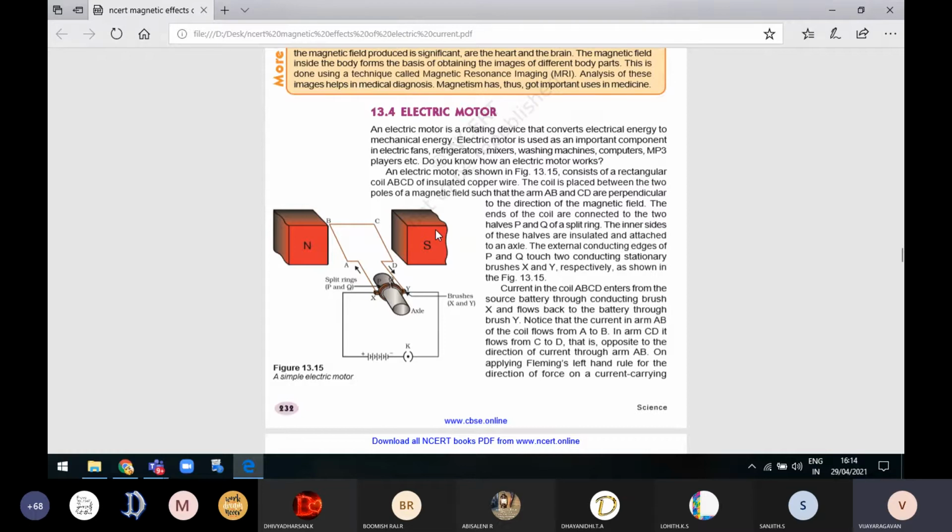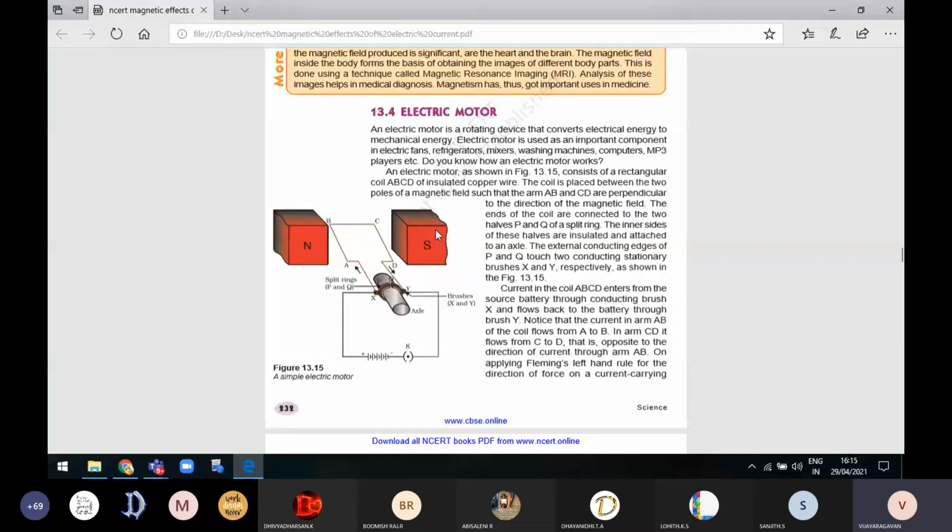See the battery here. From the battery we are joining the wires. The battery has positive and negative terminals, with the key enclosed there. First of all, on the left-hand side, the positive terminal is connected to the brush X. From brush X, current is passing to P, and through brush Y, it comes out.